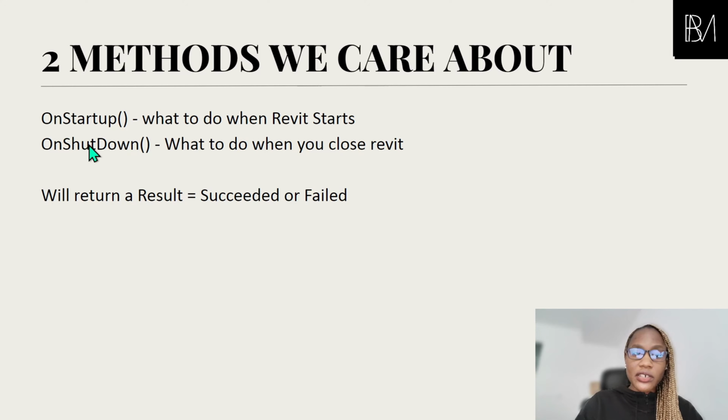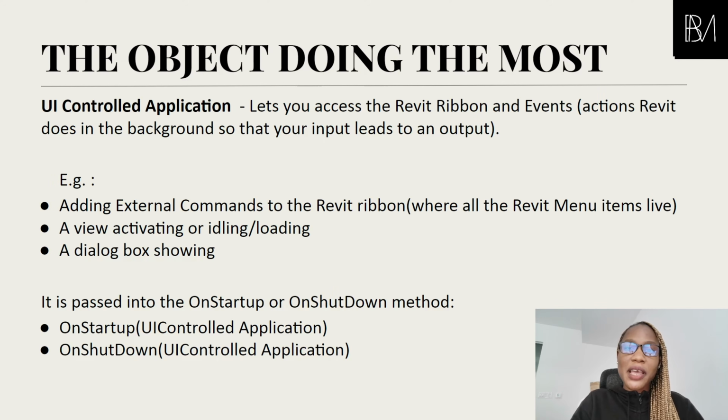This is the OnStartup and the OnShutdown method. The OnStartup method controls what happens to your ribbon when you launch Revit, and the OnShutdown method controls what happens when you shut down Revit. Very simple, right? We also do care about the object that goes into those two methods. And this object is called the UIControlledApplication. This object is what controls all of the stuff we want to do today.